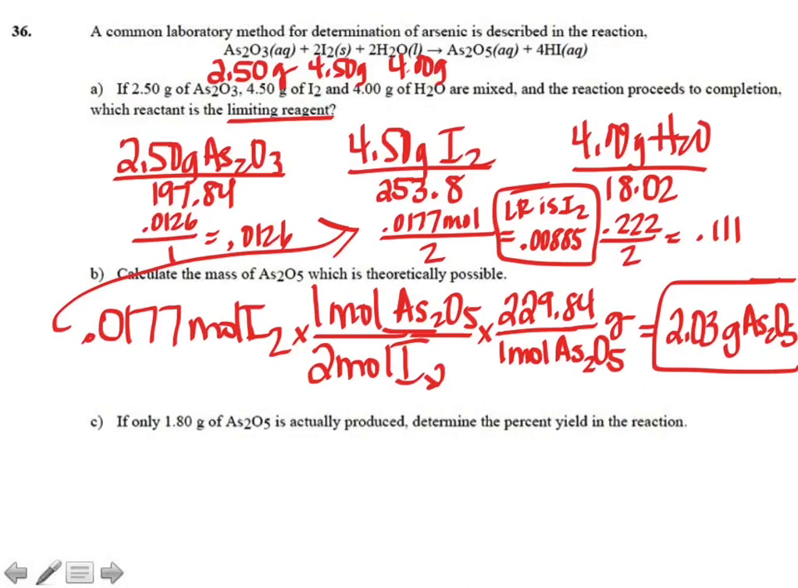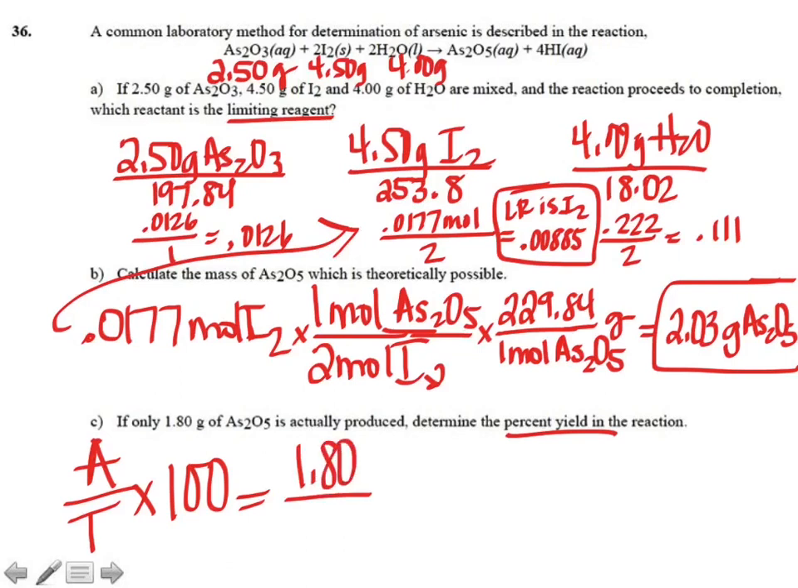Now, actually, we went into the lab and we only got 1.80 grams, and it wants to know what's our percent yield. So actual over theoretical times 100. Our actual is 1.80. Theoretically, we should get 2.03. And what do you get to 3 sig figs? 88.7% yield.